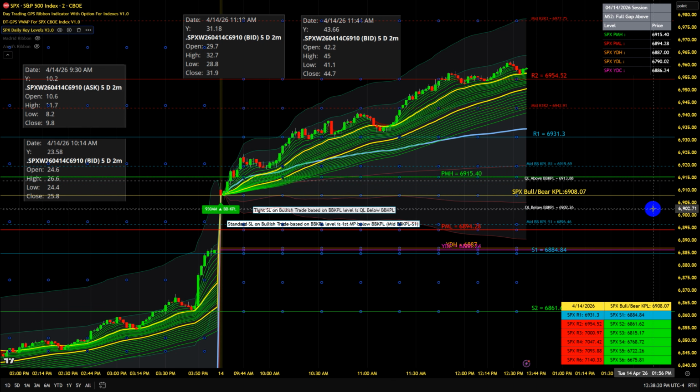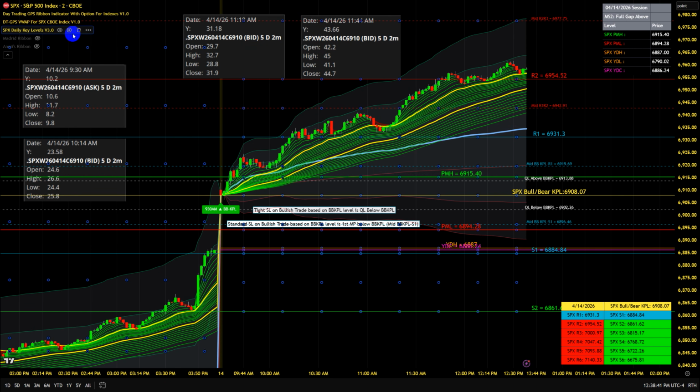If this was the reverse situation and this was a bearish trade off of the BBKPL level, then you would use the QL above for your tight stop loss in a bearish trade from this level, or the first midpoint above for a bearish trade standard stop loss from this level. Works the same off the other levels.